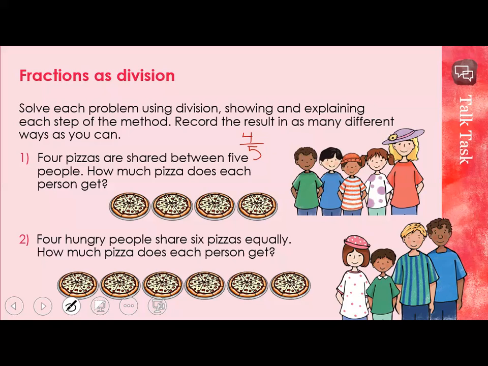This time though, 4 very hungry people share 6 pizzas equally between them. So, how many pizzas do they get each? Well, I've got 6 pizzas that I'm dividing between 4 people. So my answer is 6/4. That is an improper fraction. As a mixed number, that would be 1 2/4 or 1 1/2 pizzas each.